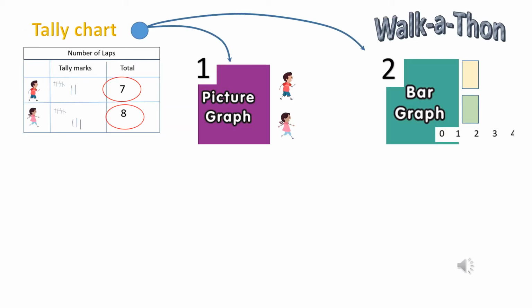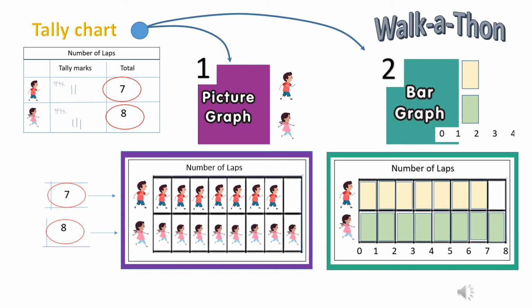On this page, you can see the tally chart up there in the corner, and you can see how we are going to use the 7 and the 8 to create 2 different kinds of graphs. Number 1 is a picture graph, and we will be using pictures of the boy and the girl. And number 2 is a bar graph. And we will be using these boxes because when you put these boxes together, it looks like they kind of form a bar. And a bar graph also has something that looks like a number line, and that's to help the reader understand the counts.